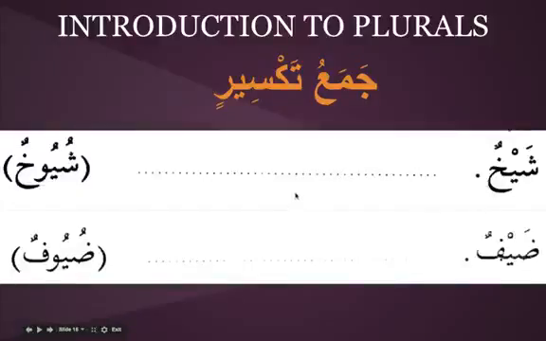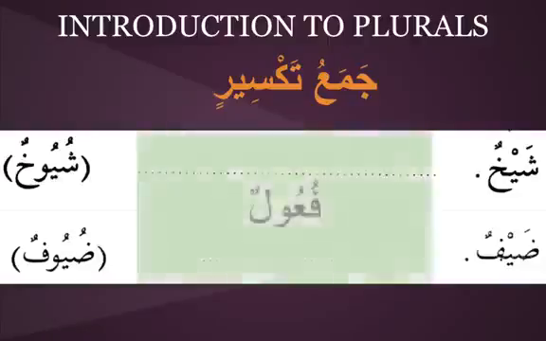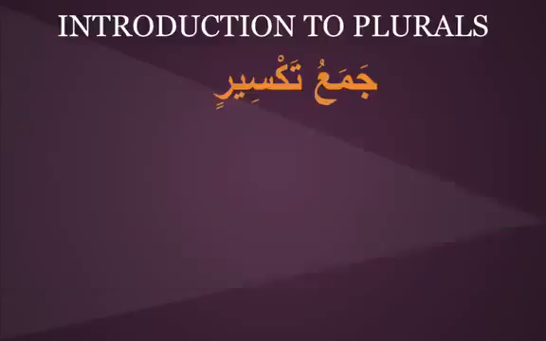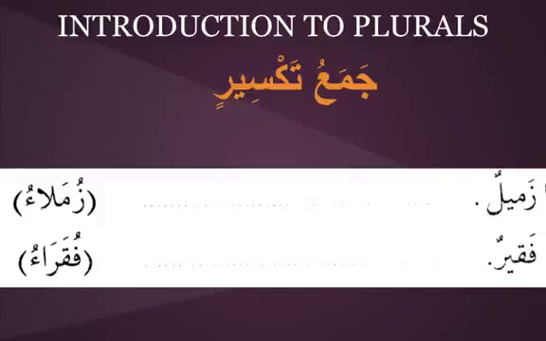So you got shaykhun. We say shaykh means old man, or a teacher also is referred to as shaykh. The plural is shuyukhun. Daifun means guest. Duyufun is guests. And baytun, buyutun, houses. So the pattern is fu'ulun. We have one more pattern here.